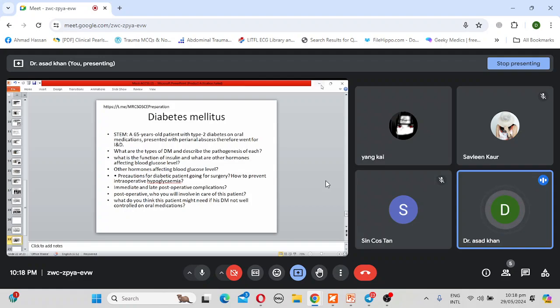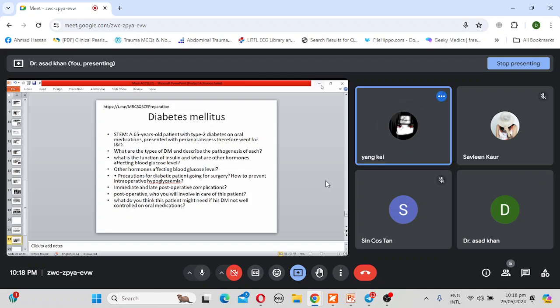What are the other hormones affecting the blood glucose level? Glucagon, corticosteroids, and catecholamines like epinephrine and norepinephrine. These are the stress hormones.